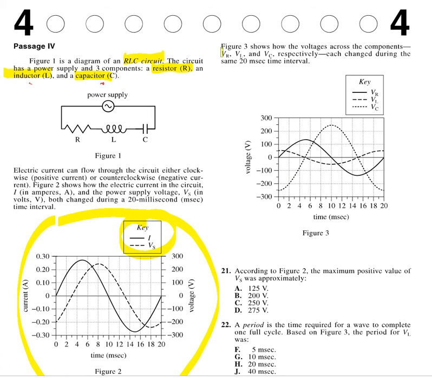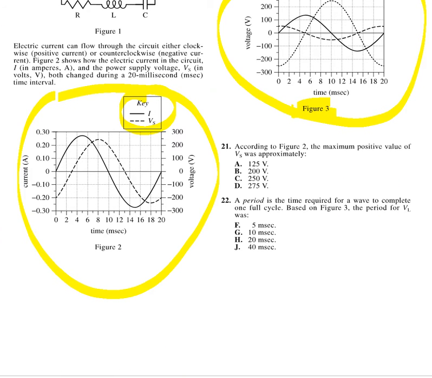And then here are some more values. VR is V resistor, V inductor, and V capacitor. And again, here's another chart. This is figure 3. We'll be referring back to them in just a little bit.